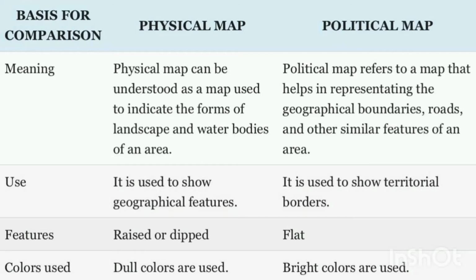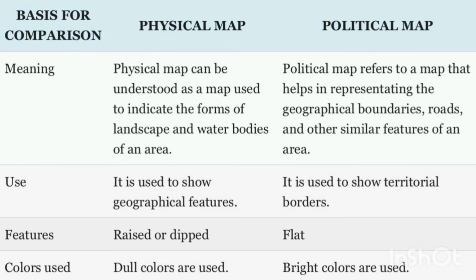Now, basis for the comparison of physical map and political map. Physical map can be understood as a map used to indicate the forms of landscape and water bodies of an area. Whereas political map refers to a map that helps in representing the geographical boundaries, roads and other similar features of an area, just like the compound wall you have for your school or a home, that demarcates the boundary. That is a boundary, right? Same way the country's boundary, they will tell you, or the state's boundary or a district boundary.